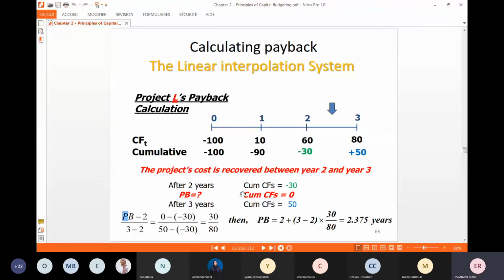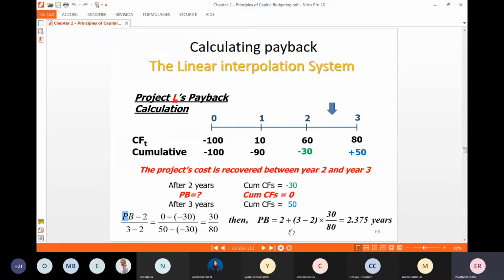After 3 years, the cumulative is 50. We put 50. We put minus. You have to respect the signs. Minus 2. After 2 years, we have a cumulative of minus 30. We put minus 30. It means payback minus 2 over 3 minus 2 is equal to 30 over 80. It means payback is equal to 2 plus the denominator 3 minus 2 times the ratio 30 over 80. So you get 2 plus 30 over 80.